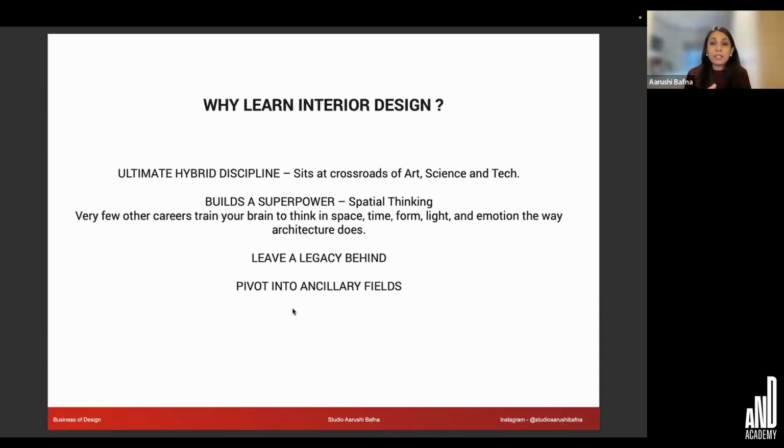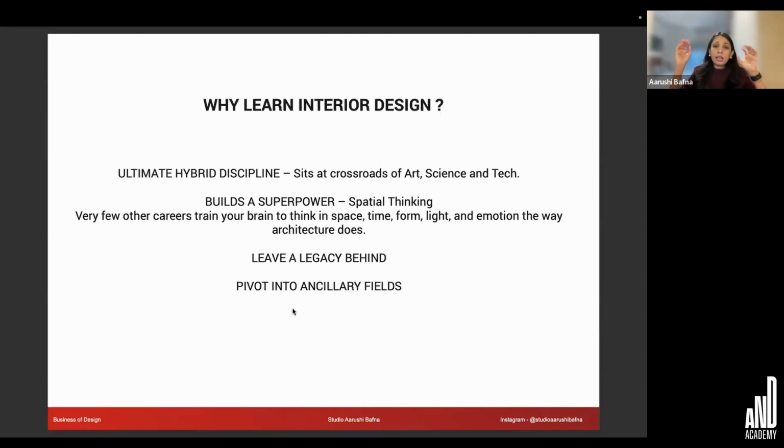Okay, it also builds a superpower, which is a special thinking power, which also means the idea of visualization, manifestation, and when people say we've gotten our dreams and goals achieved, it actually helps you visualize. Because after doing an interior design and architecture course, you can think spatially in terms of space and where you are, and you can assume and manifest yourself. Yeah. There are very, very few careers that train your brain to think in space and time, form and light and emotion in the same way as architecture and interior design does.